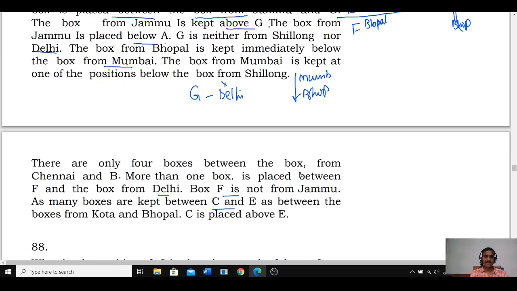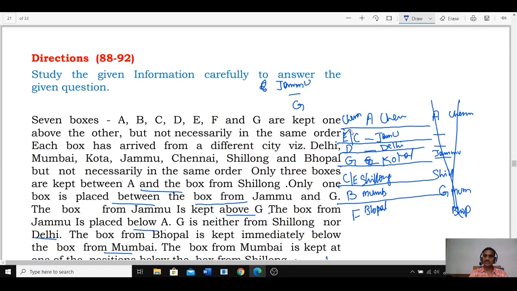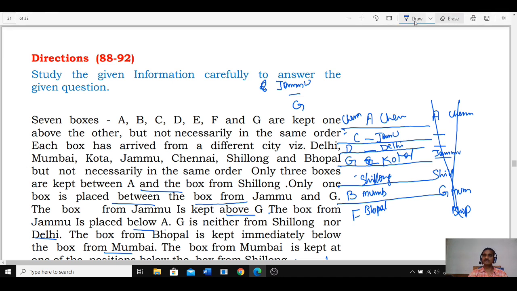And next one. And C is placed above E. That information is also clearly given. Hence this must be C, which is above E. Hence E must be at this place. Hence what is the final arrangement? A, C, D, G, E, B, F.